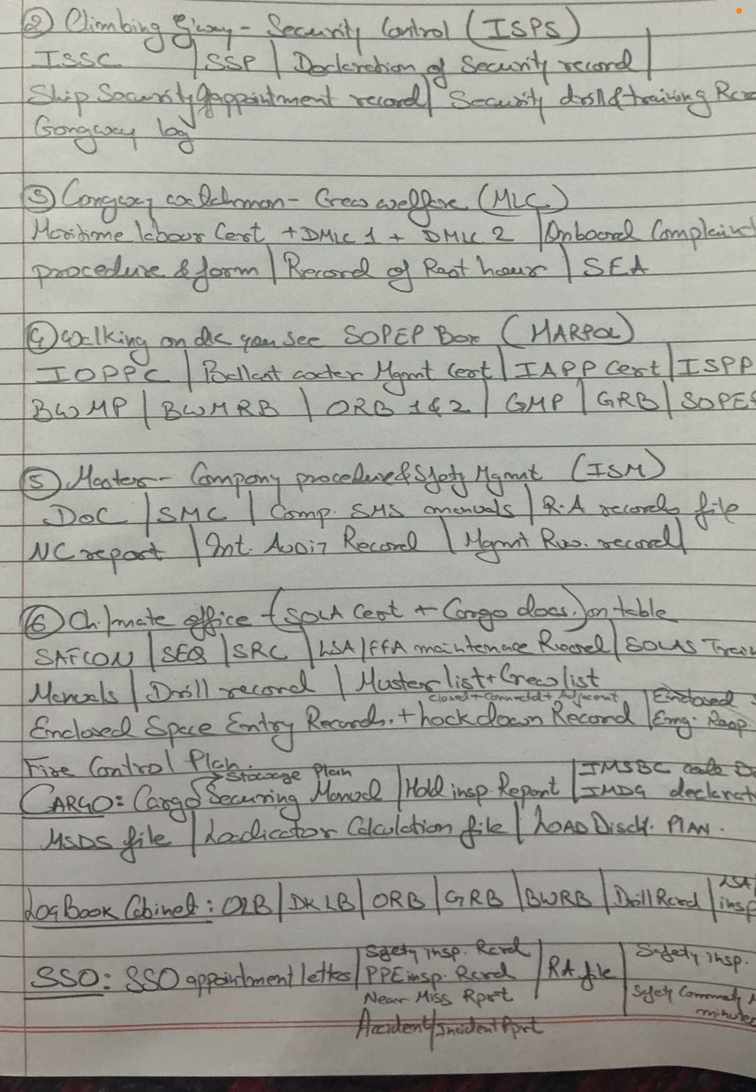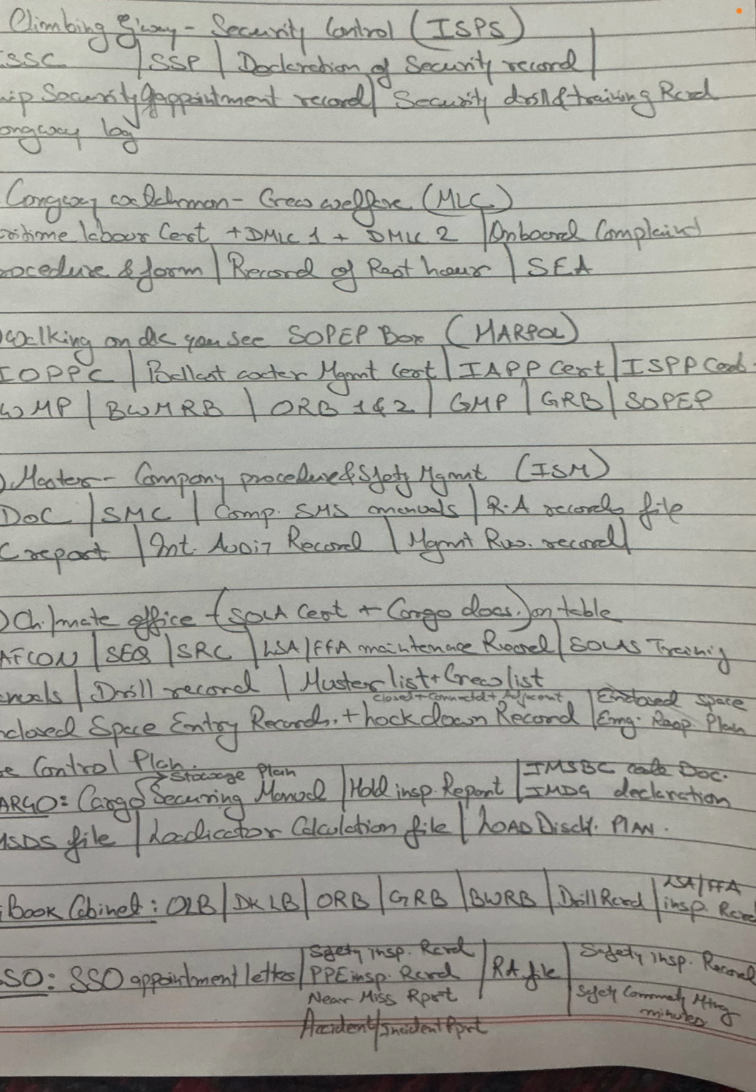Then okay, you got this, but before loading, what will you do? You need to inspect the hold to see if they are ready or not. So hold inspection record book. What will you be loading inside the hold? Cargo. What will be the cargo? It will be bulk cargo. So bulk cargo is related to IMSBC. So IMSBC code related documents like the appendix and general information.